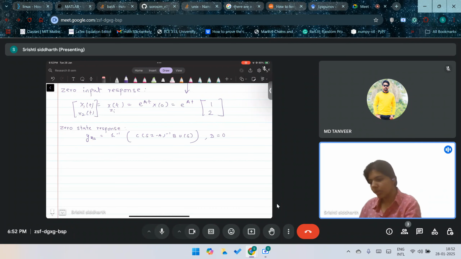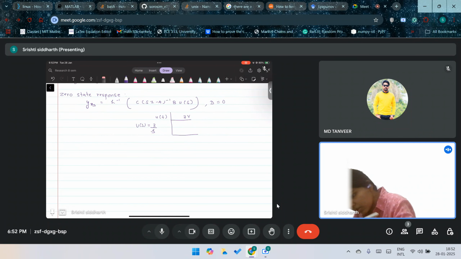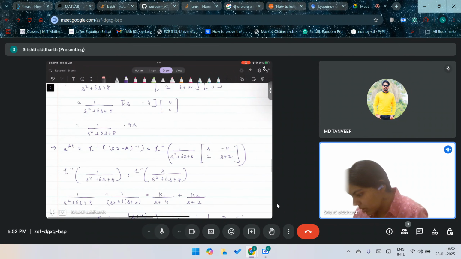So let's assume that we have the step input, something like this, 3 volts. So U(s) is simply 3 over s. So the zero state response y_zs equals the Laplace inverse of... we have already computed C times (sI minus A) inverse B while computing the transfer function.